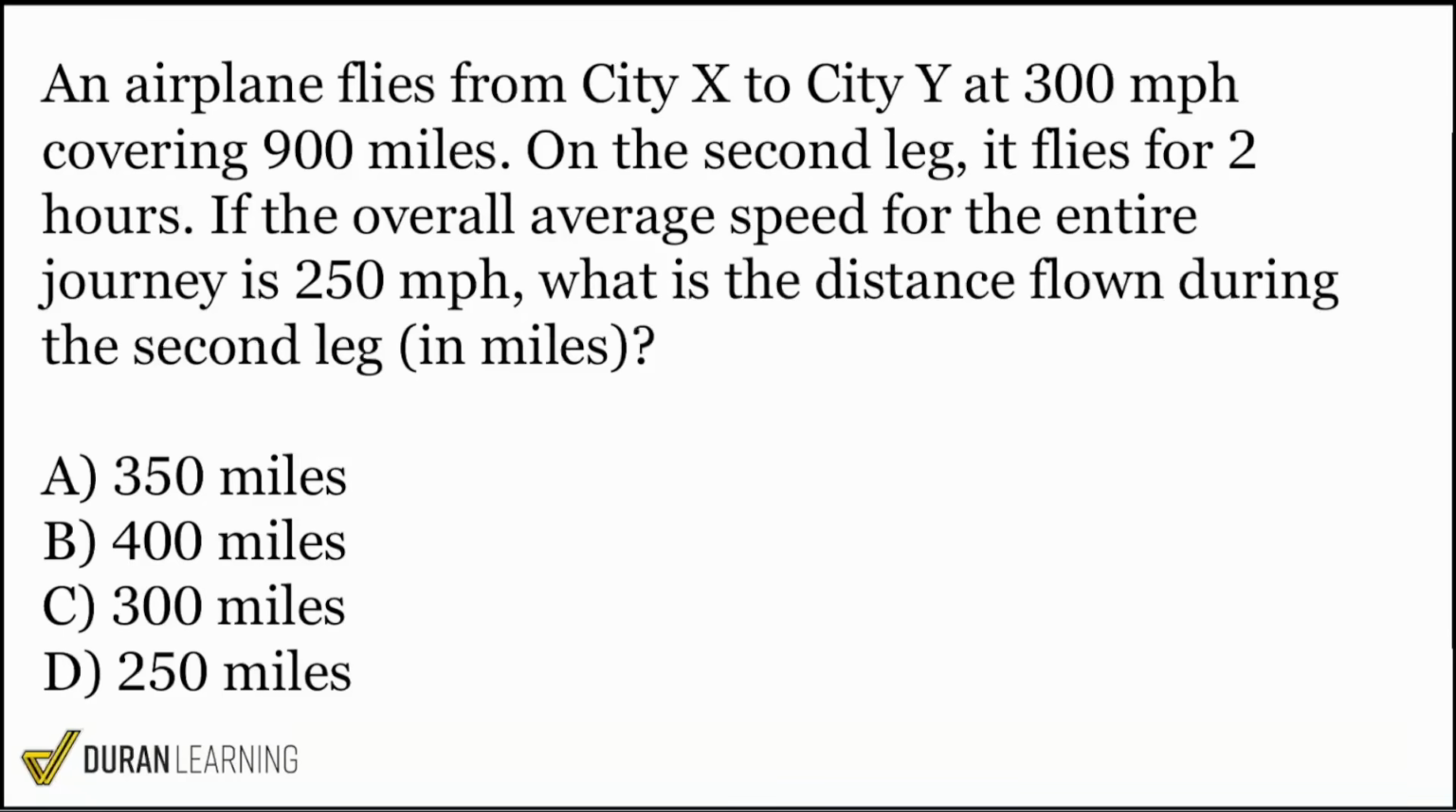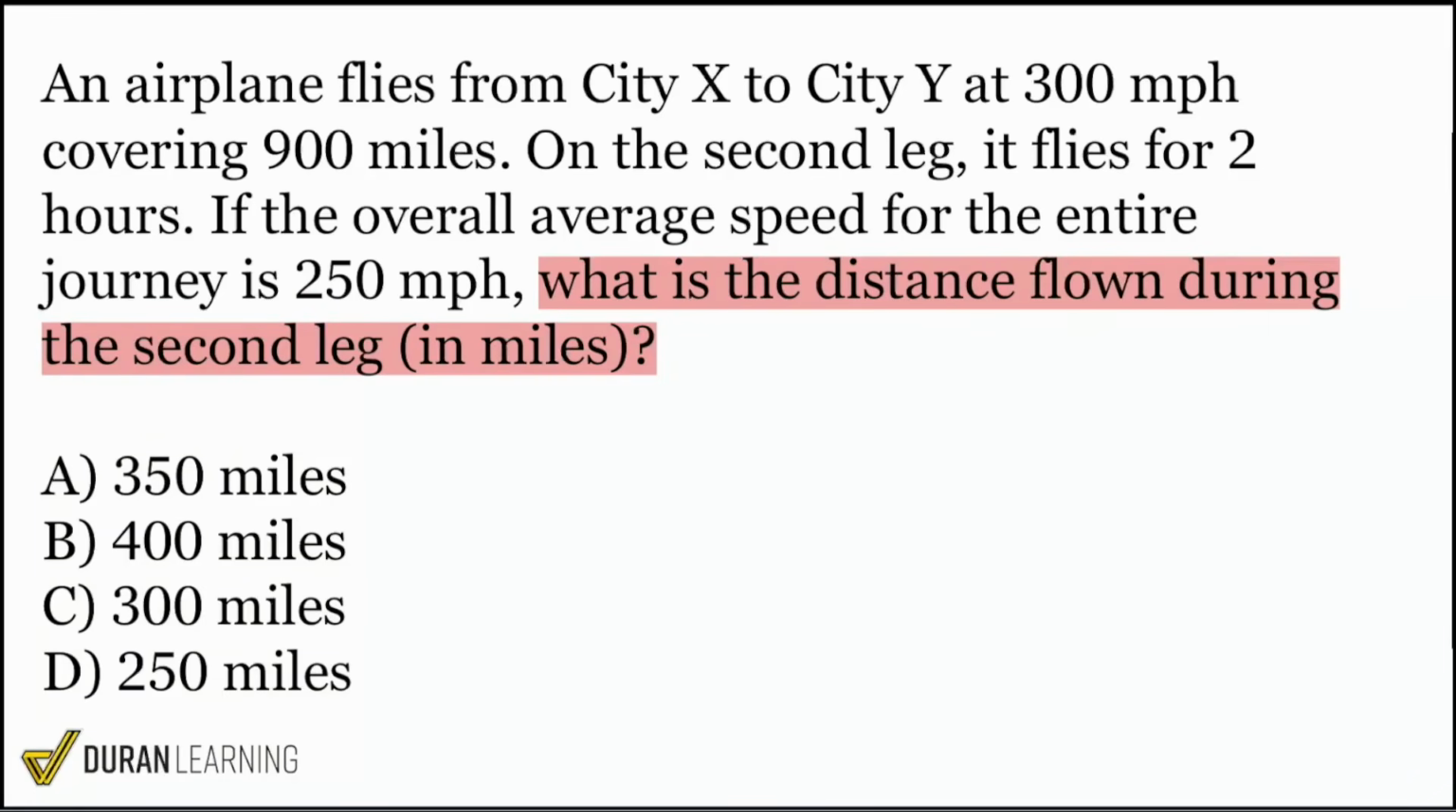First things first, no matter what, our goal is to read the question first. So here we go. Let me grab my highlighter and let's interpret the question correctly. If the overall average speed for the entire journey is 250 miles, again, extra information. This is information that we can use, not use, I don't know yet. I want to read the actual question. It says, what is the distance flown during the second leg in miles? Okay, sounds good. That's what I want to highlight, everybody. What is the distance flown during the second leg?